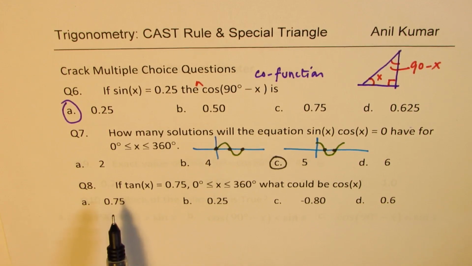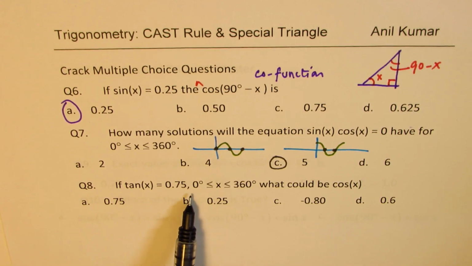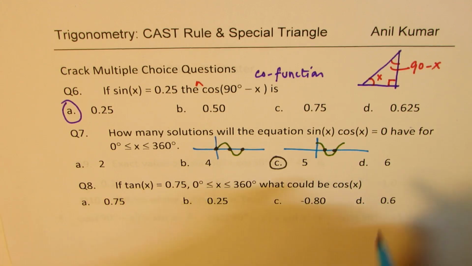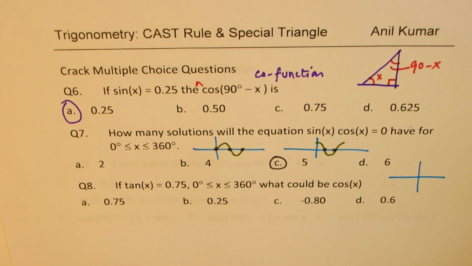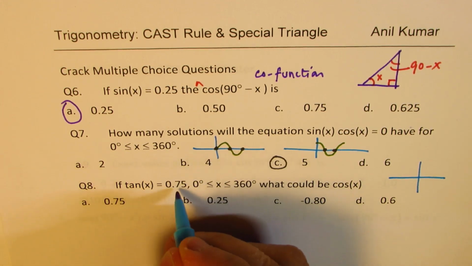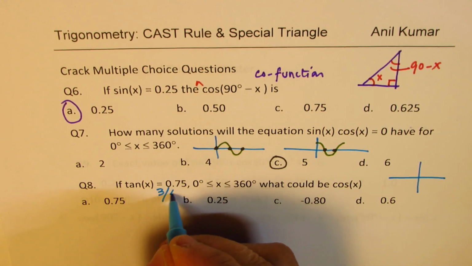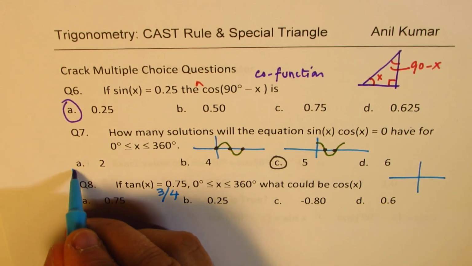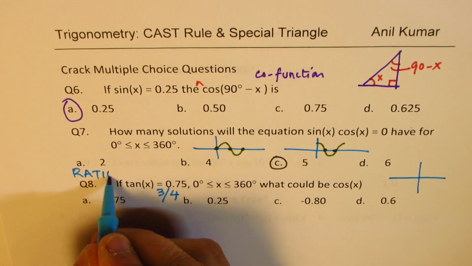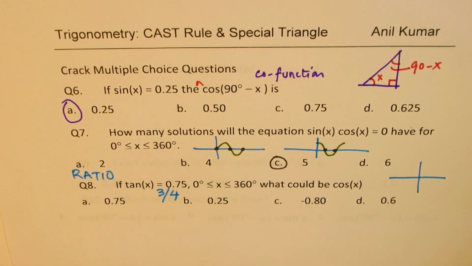Question number 8. Tan x is 0.75. What could be cos x? Now this could be tricky. When I say tan x is 0.75, think about 0.75 as 3 over 4, right? Because we are talking about ratios. So always convert to a ratio. That is a trick. Always look at it as a ratio.